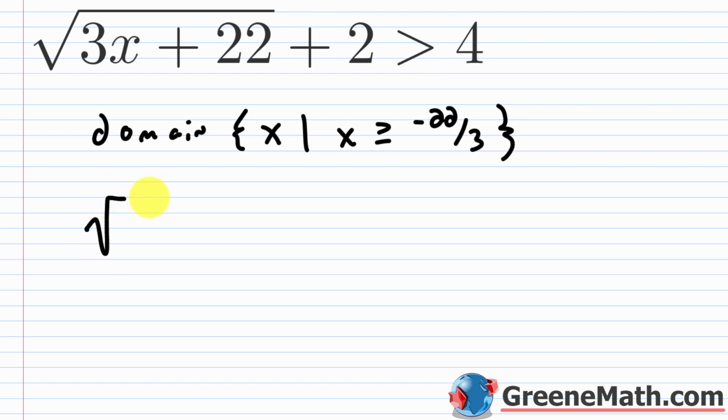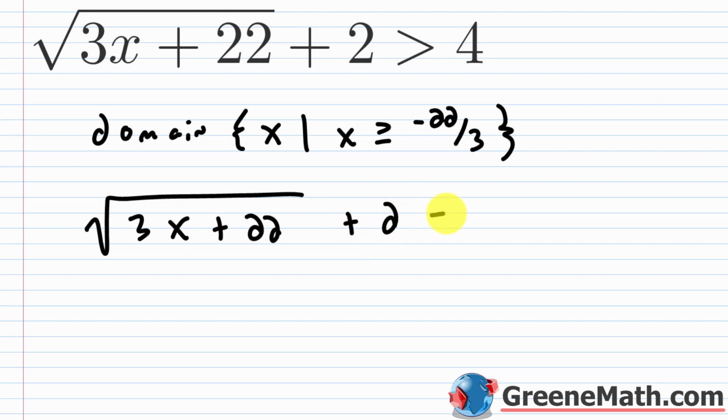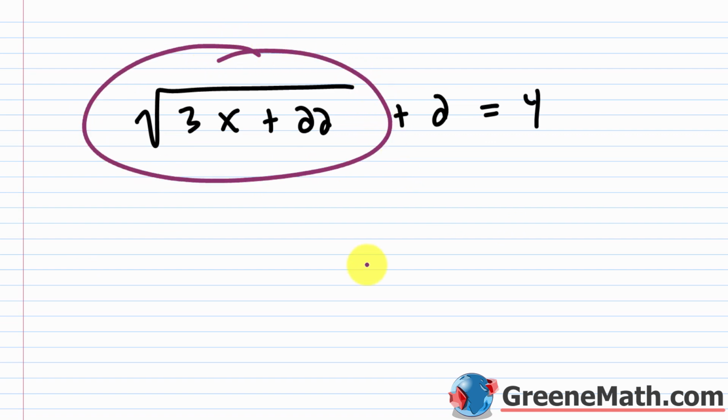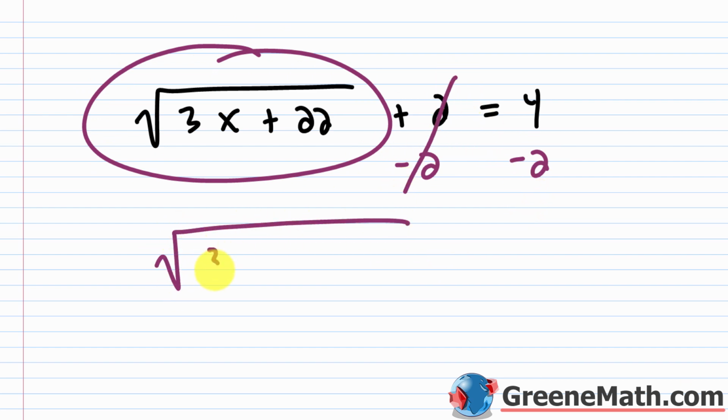So I'm going to say the square root of 3x plus 22, and then plus 2, we'll say that's equal to 4. Okay, so what I want to do in this situation is isolate my radical, so this guy, and to do that I need to subtract 2 away from each side. This would cancel. You'd have the square root of 3x plus 22 equal to 4 minus 2 is 2.